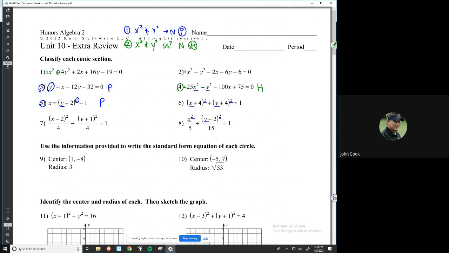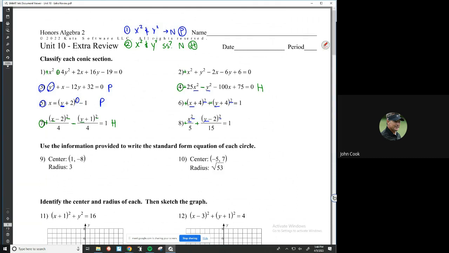5 is already a parabola. 6 has a positive x squared and a positive y squared. 7 has a positive x squared, but a negative y squared, so this is also a hyperbola here at number 7. And then 8 has a positive x squared and a positive y squared. So those are the only hyperbolas, number 7 and number 4.